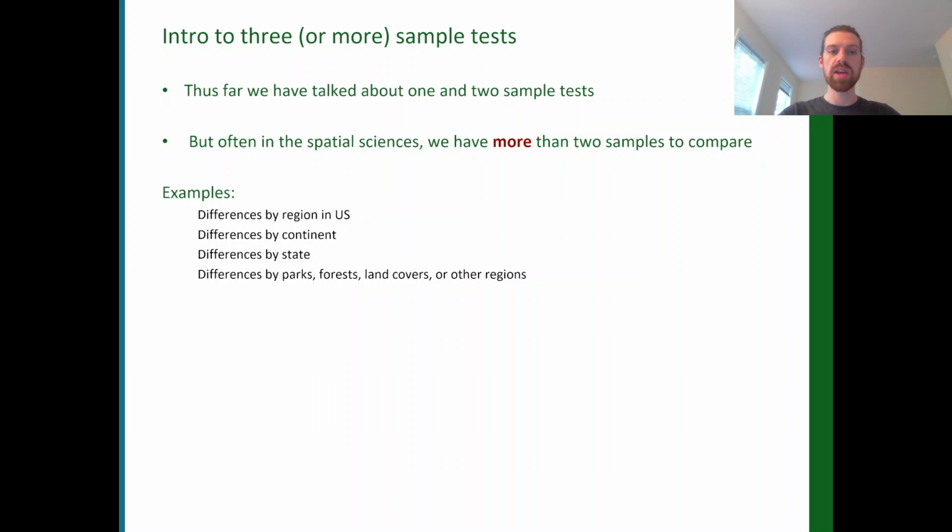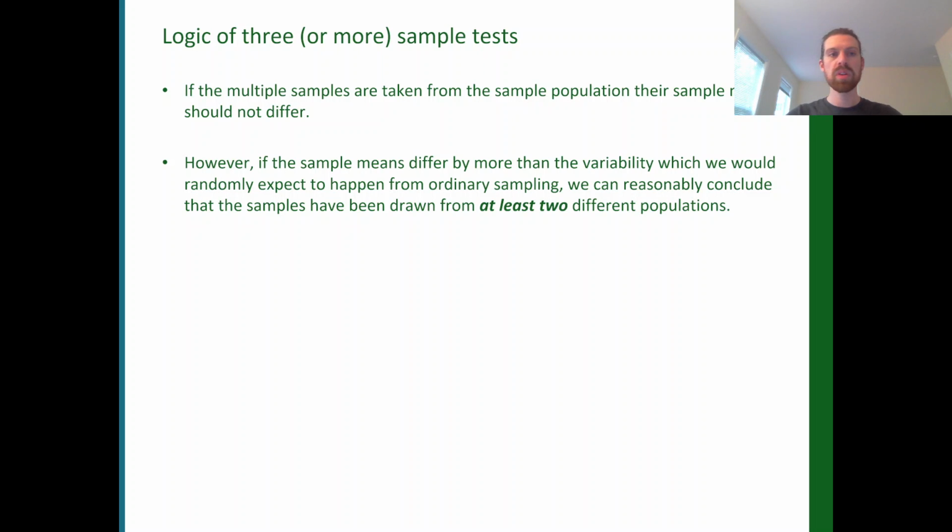Obviously, in many cases we might be carrying out statistical tests where we've got many more than just 2 samples, and that's why we'd use an ANOVA-based approach, whether that's analysing regions of the United States, regional differences by continent, or differences by state or whatever. And really the logic here is that if we've got multiple different samples and we have those sample means, there shouldn't be any difference between those means if those samples have all been taken from the same population.